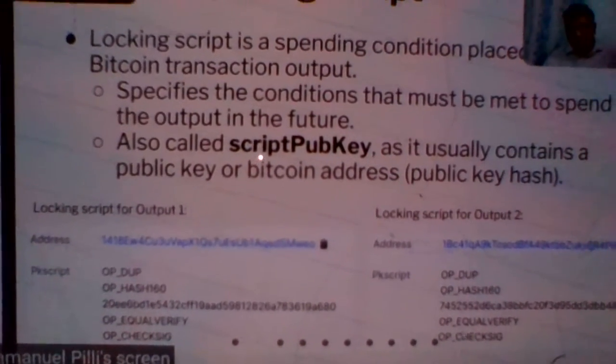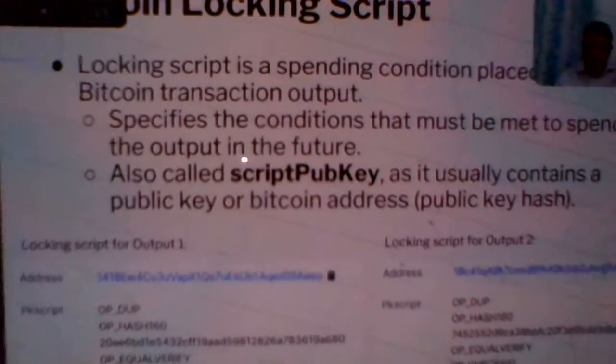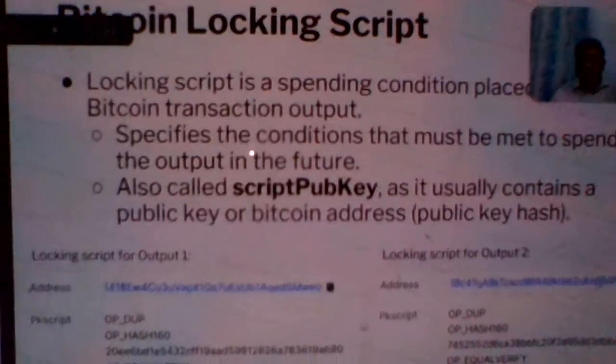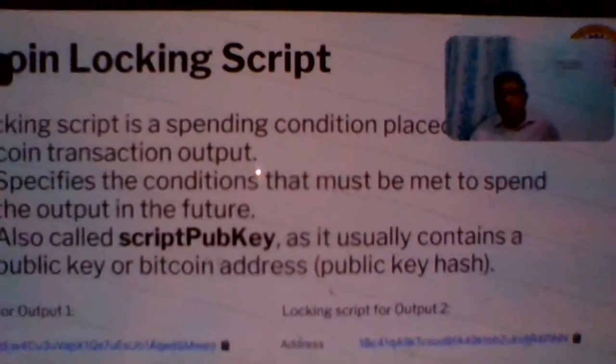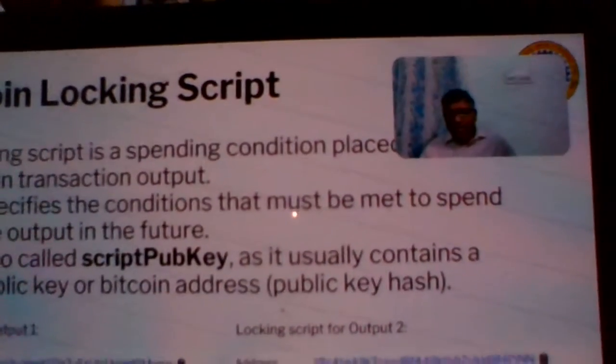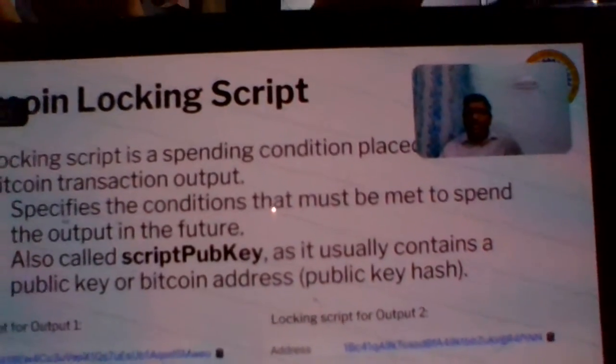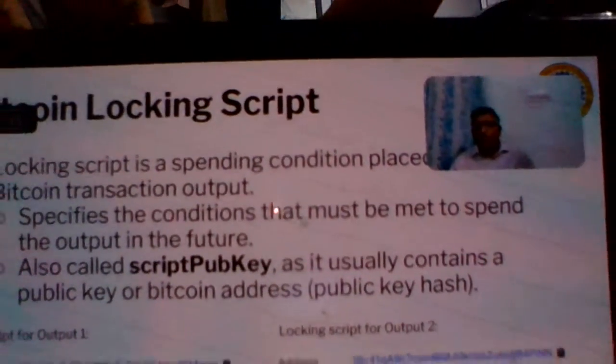Similarly, for this transaction also, there are these values, but these values are different here. Different hashes are included, so you have to check whether these two are there. This is also called a script pubkey, as it usually contains the public key or Bitcoin address, and hence it specifies the conditions that must be met to spend the output in the future.